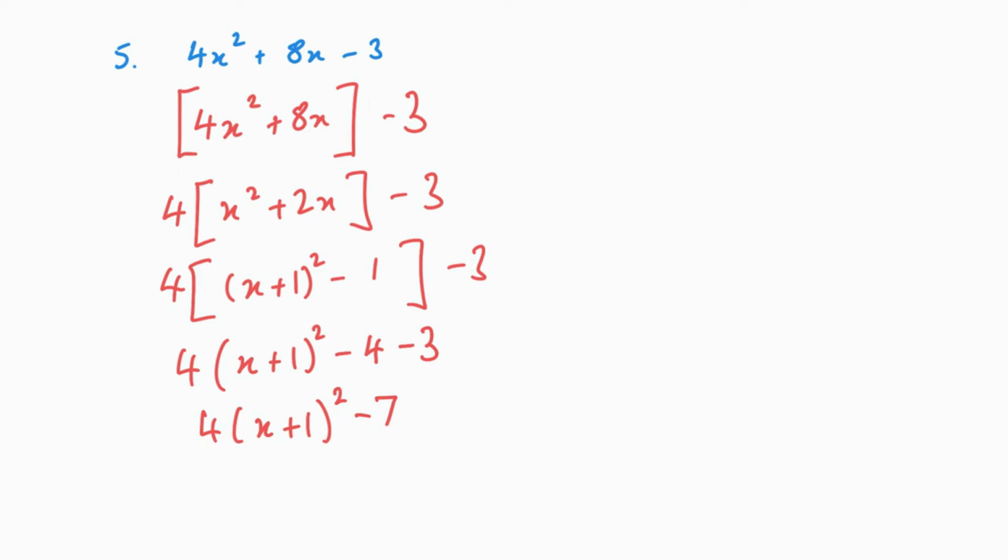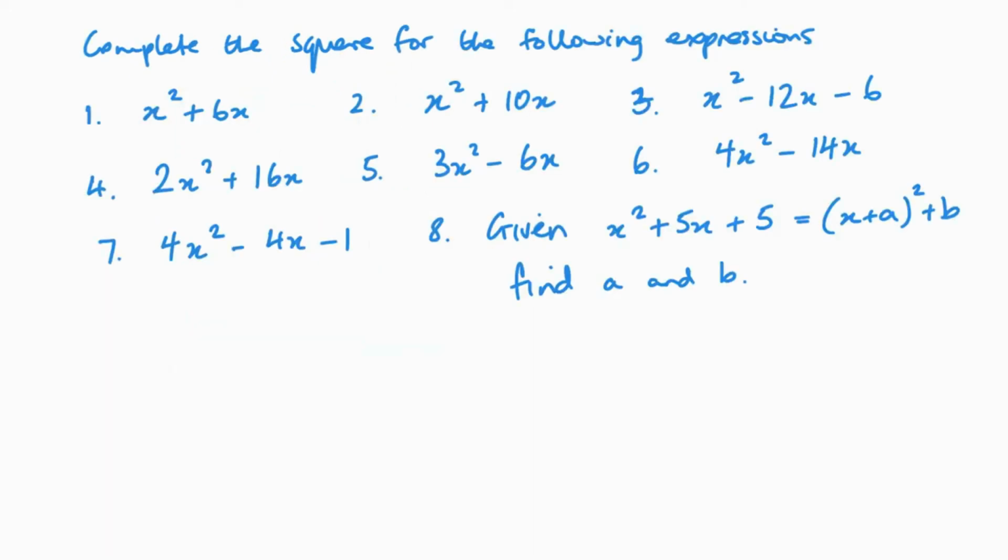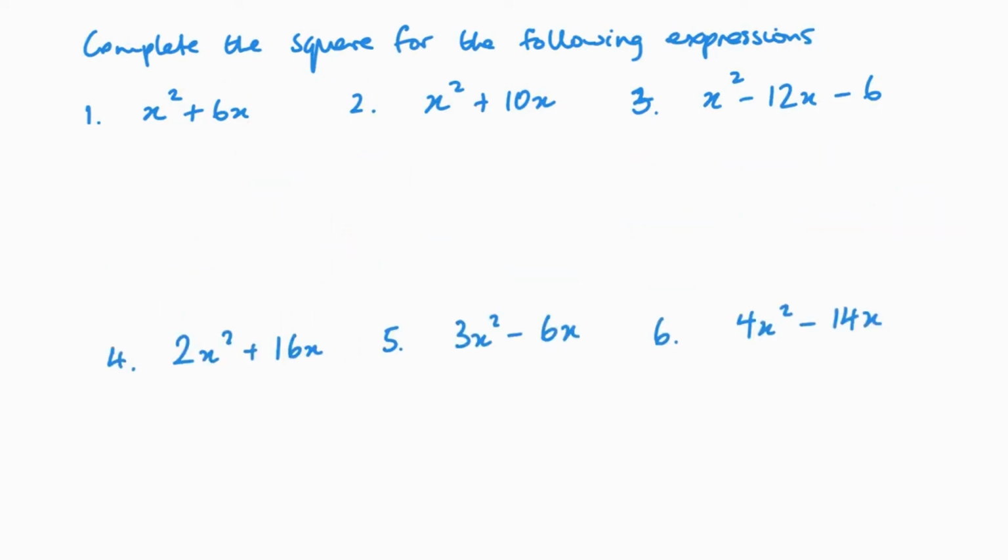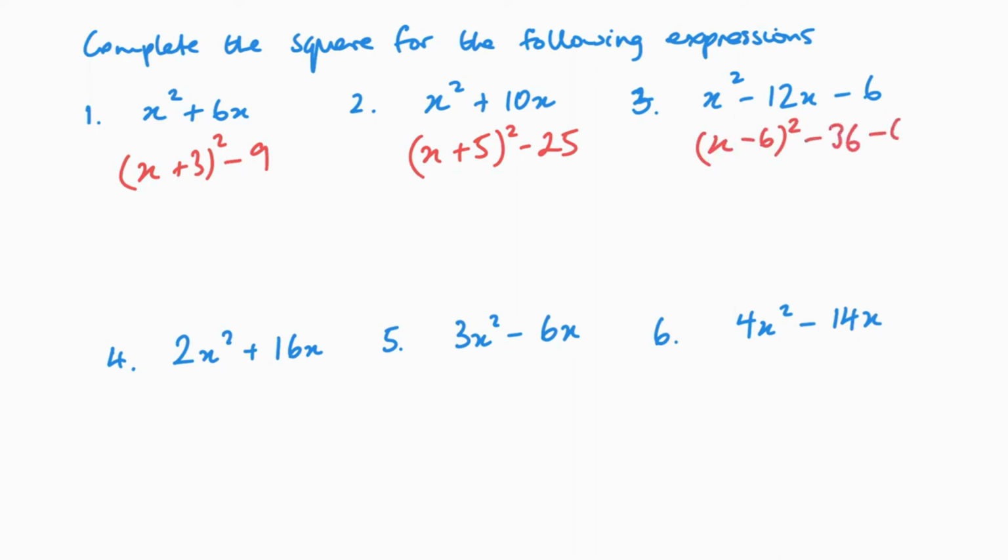I'm going to give you a few to try, and I'll see you in a moment. Okay, answers. So x plus 3 squared minus 9, x plus 5 squared minus 5 squared, essentially, x minus 6 squared, we got minus 36 minus the 6, so x minus 6 squared minus 42.